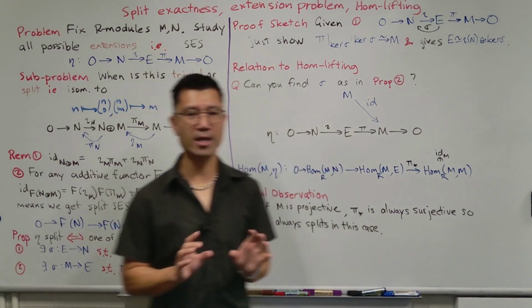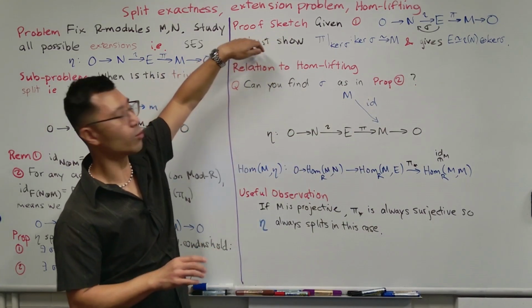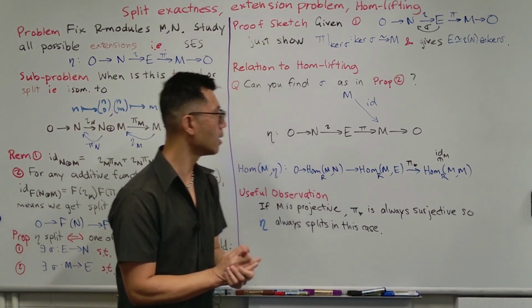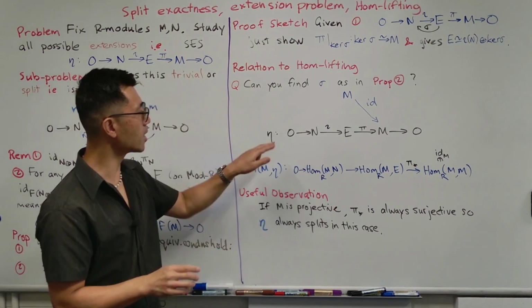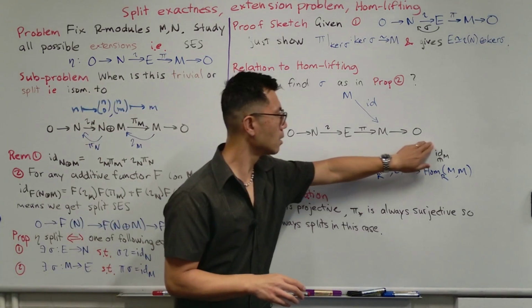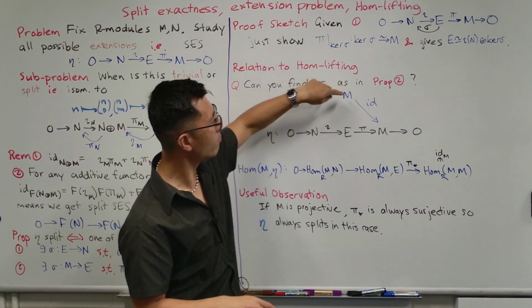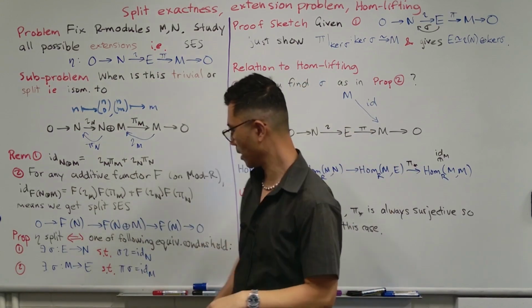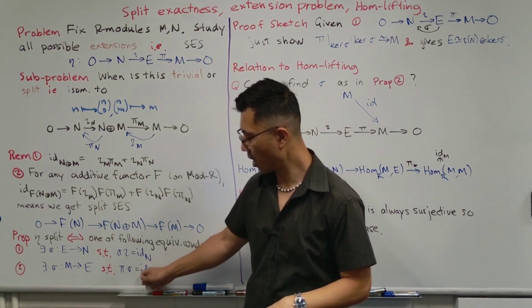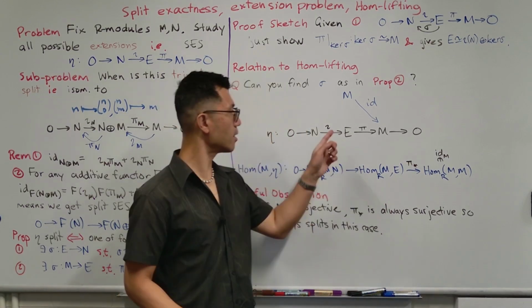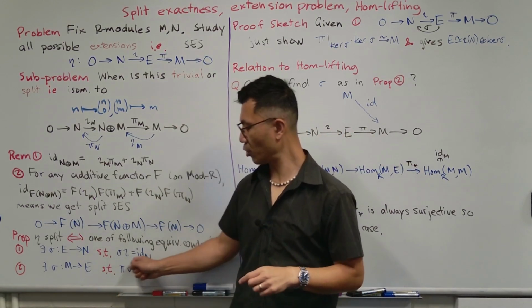I'm going to rephrase this in terms of what's called Hom-lifting, which is a very important concept in algebra and mathematics more generally. Here's our short exact sequence. Then we look at the identity map from M to M, which is what we have on the right-hand side. We've got the pi here.